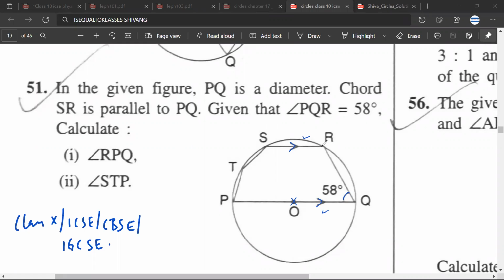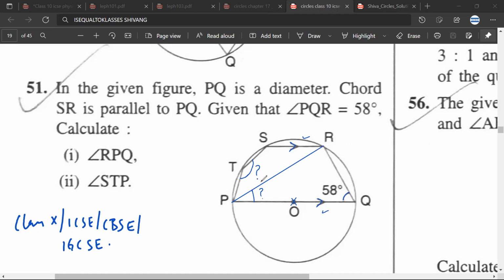Calculate RPQ. So basically you will have to draw a line like this, RPQ, and STP, this angle. So we need these two angles.